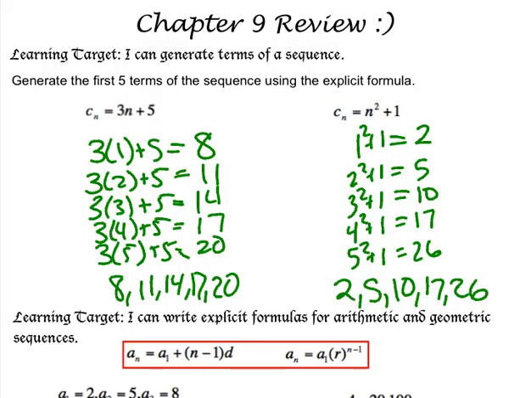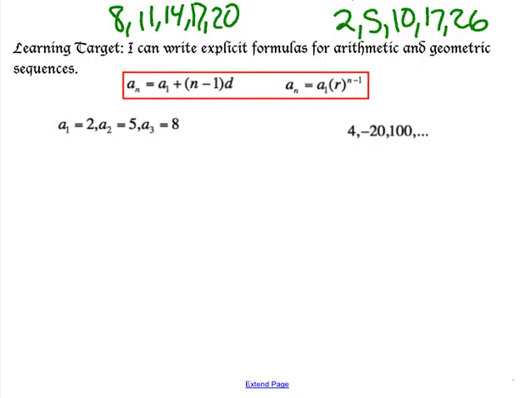The next objective is that you can write explicit formulas for arithmetic and geometric sequences. And so we talked about these formulas, but we kind of changed this first formula right here for an arithmetic sequence. We said that this really comes out to be a sub n equals a sub 0 plus n times d. We can use either formula, they're all about just plugging in values and finding out stuff. But I personally like to use the second formula. It's a little bit easier and quicker.